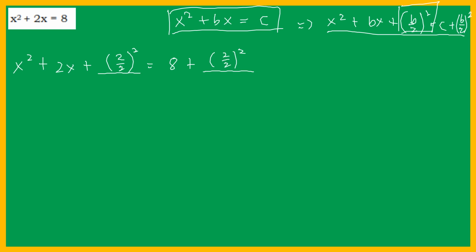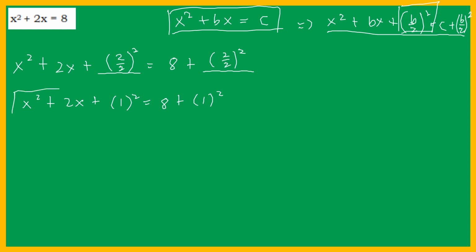Saan galing yung 2 divided by 2? Remember, b divided by 2. So, laging divided by 2 yung b. Kaya naging 2 over 2 raised to 2. And then, simplify na lang natin. So, that would be x squared plus 2x plus 1 squared is equal to 8 plus 1 squared.